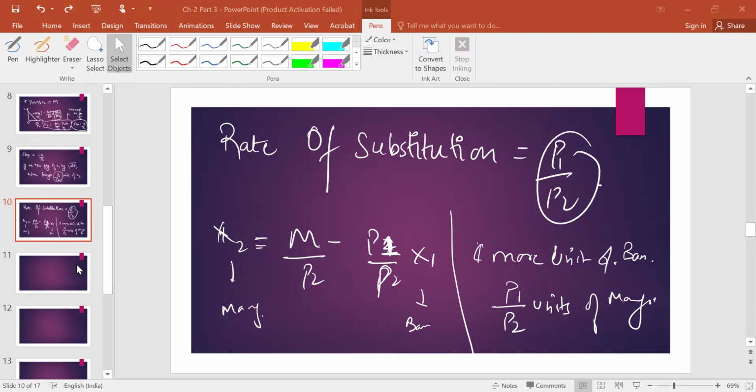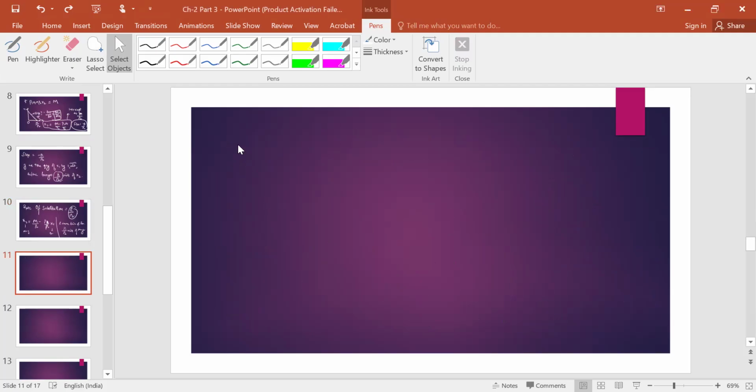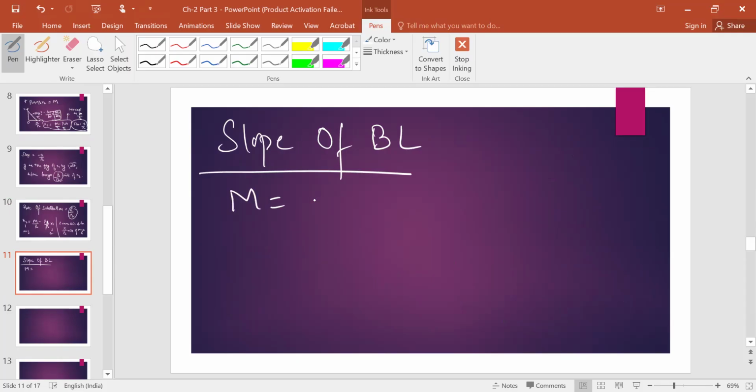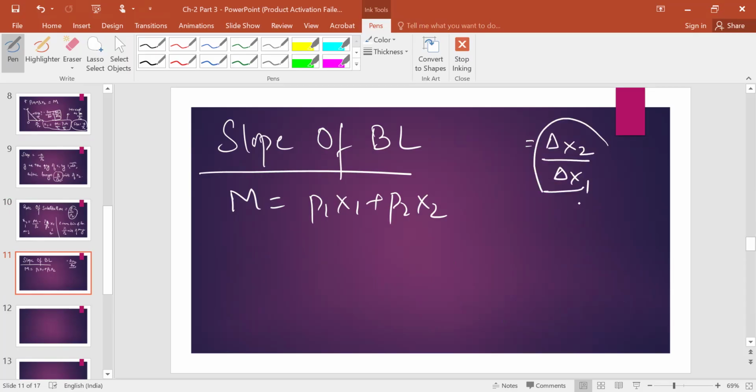We can derive the slope of the budget line in mathematical terms as well. For example, m is equal to p1 x1 plus p2 x2. Now, if I need to find the slope, the slope is basically delta x2 by delta x1, the change in the quantity of x2 divided by the change in quantity of x1.